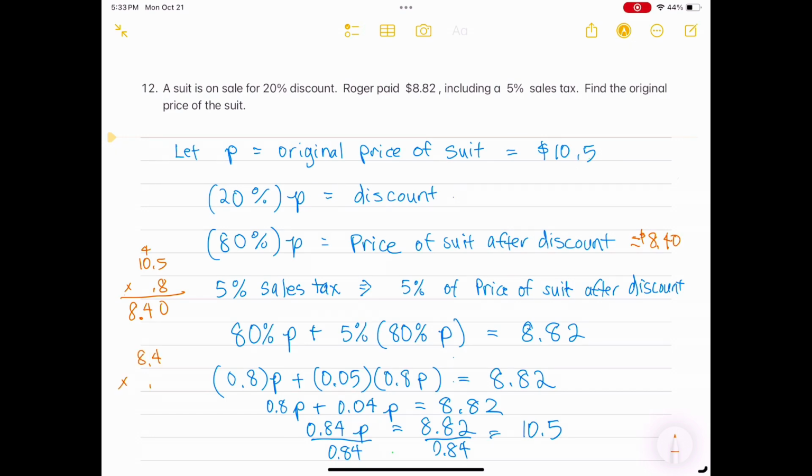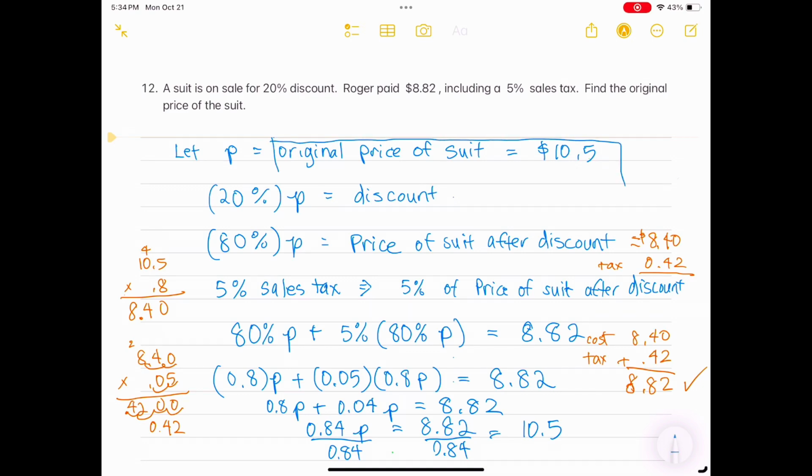Next, I figure out what is the sales tax, 5% of $8.40. I do that calculation on the side, which works out to be 42 cents. So I add the sale price, $8.40, plus the tax, 42 cents, and see if it adds up to $8.82. And I work those numbers out, and yes, it does work out to be $8.82, which is how much Roger paid. So my calculation that the original price of the suit was $10.50 is correct.